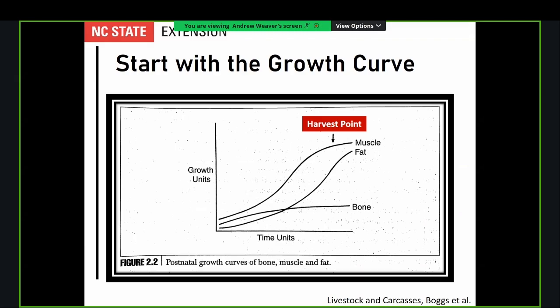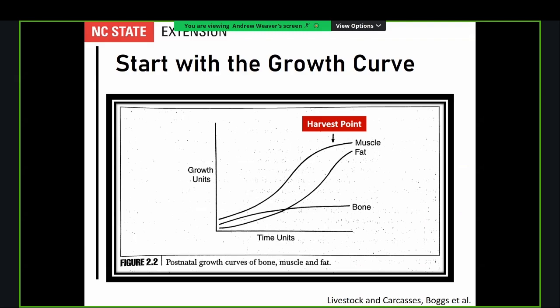And so we think about an ideal harvest endpoint. Remember the fact that we consume muscle. Muscle turns to meat. Muscle is actually the product that we are consuming. And so as muscle starts to plateau, fat is increasing but hasn't gotten to an excessive point at that period of time. That is really the ideal harvest endpoint when we think about market animal development.